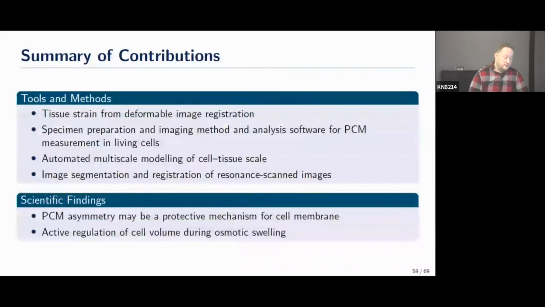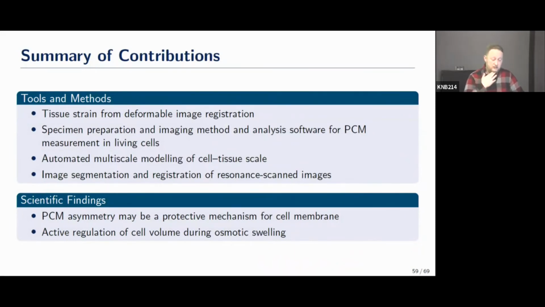So, summarizing it all, the work mainly focused on developing new tools and methods to look at the relationship between tissue scale mechanics and cellular scale mechanics in articular cartilage. We get tissue strain now from deformable image registration. We have a method to image the pericellular matrix geometry in tissue containing living cells.